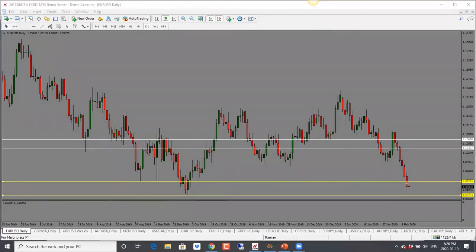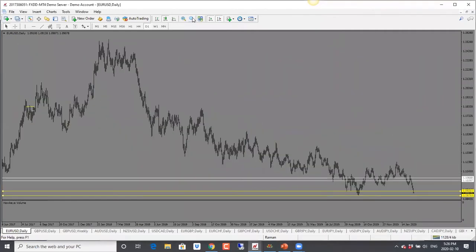In terms of the pullback, we could get a pullback potentially into 1.0920, and then looking for a further drop here into 1.0880. Now that will be an important support level. So keep an eye on that level.